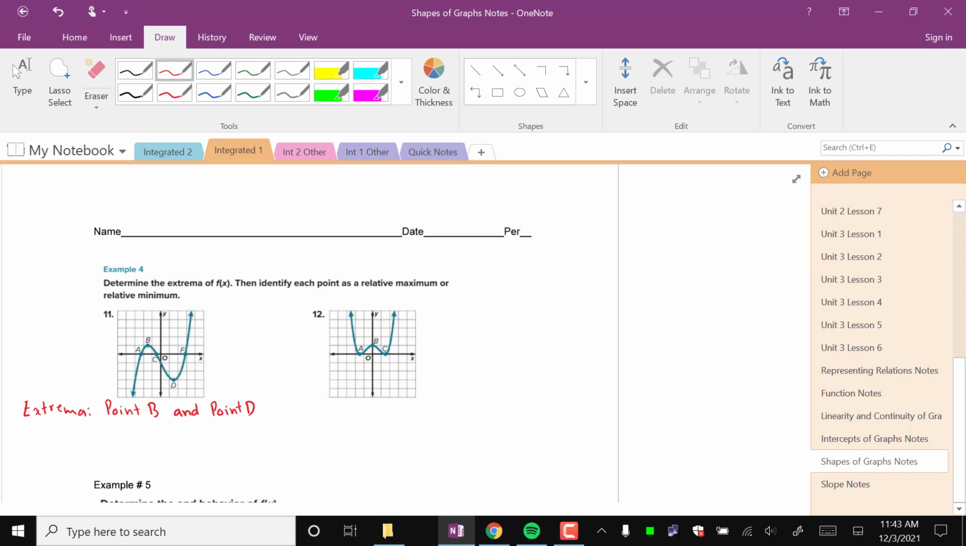And so if we look at the first one, a relative max, that means there's nothing higher than that point with respect to the graph. Relative max. And if we look at our graph, this point B right here, there's nothing higher than it around it. It's the top part with respect to that spot. So point B is a relative max. Now relative min.